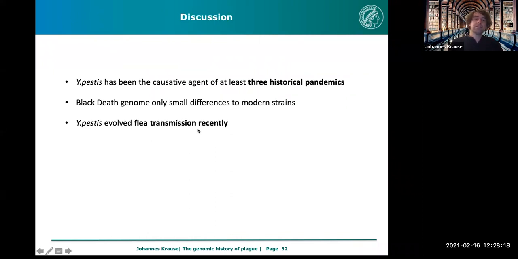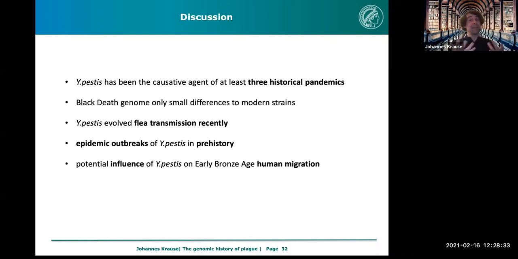Yersinia pestis evolved this flea transmission quite recently, so only in the last 5,000 years, somewhere between 5,000 and 4,000 years ago. It has caused epidemic outbreaks in prehistory. How big they were, we're not quite sure. And we could speculate that it might have been part of the reasons why people moved. At least that has been speculated by some archaeologists, who asked, why did people move at that time? Maybe it was because there was a large pandemic.